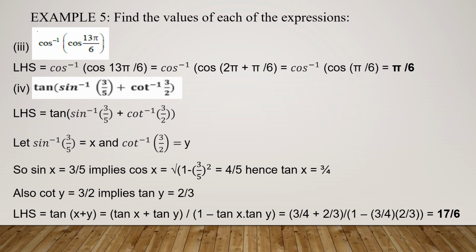So our left hand side is basically tan of x plus y. Now for tan of x plus y, use the trigonometric identity, the tan of the sum of two angles. Tan of x plus y is tan x plus tan y upon 1 minus tan x into tan y. Just put the values of tan x and tan y, and on simplification you will get this equal to 17 by 6. So the value of the given expression is 17 by 6.